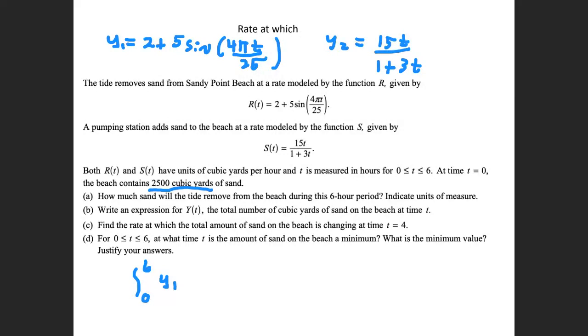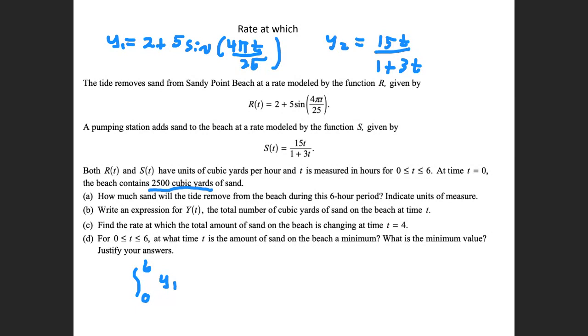Okay? Now, part B, it says write an expression for y sub t, the total number of cubic yards of sand on the beach at time t. Okay, so I'm going to let you think about that one. Stew it over. There is no work in this problem. Nothing. You don't have to use a calculator. It just wants you to write an expression for y sub t, the total number of cubic yards of sand on the beach at time t.